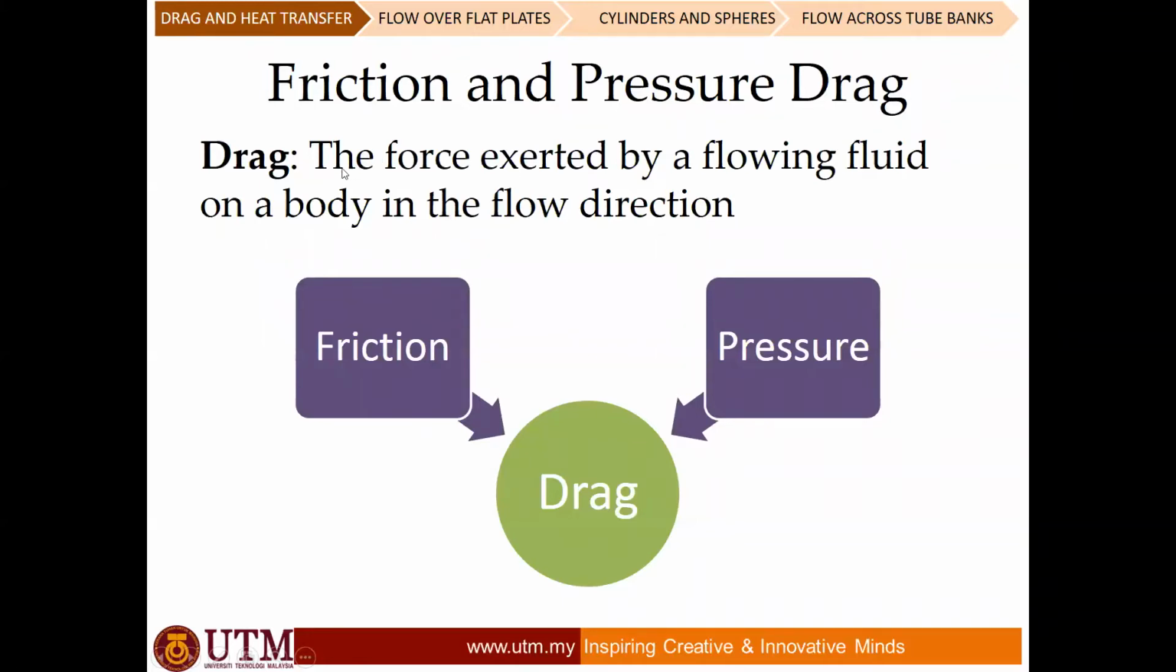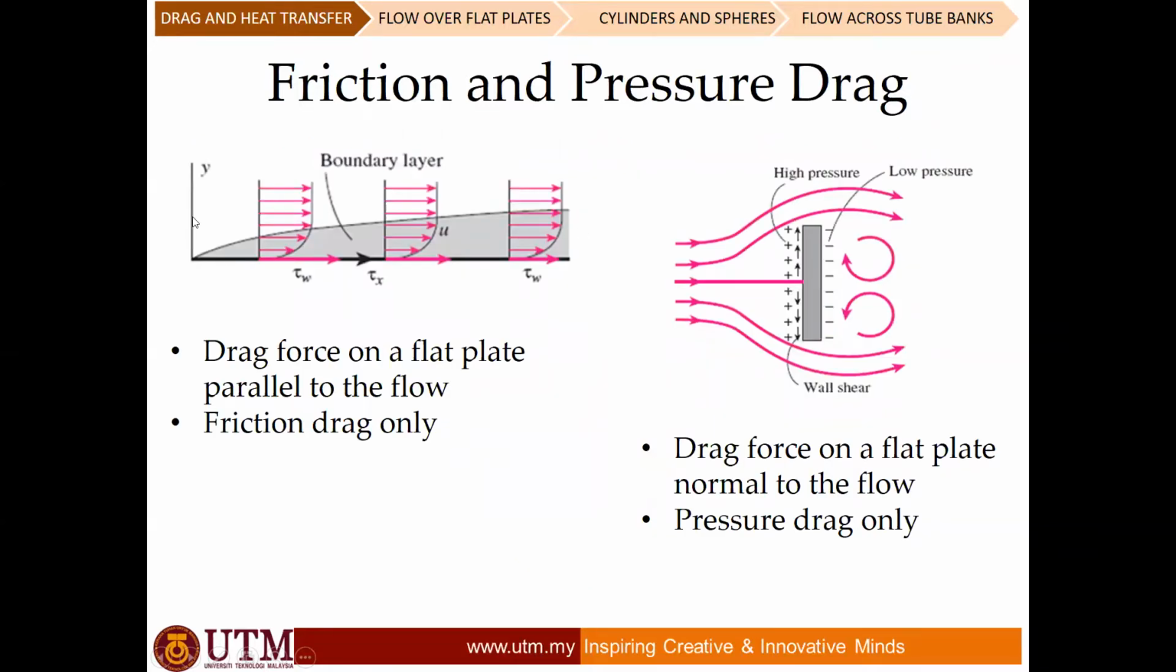So the drag is the force exerted by a flowing fluid on a body in the flow direction, and the drag can be classified into two things. First is pressure drag, and another one is friction drag. So if you have a flat plate, with a liquid or gas flowing on the plate, what the plate experiences is friction drag only. So there is no pressure drag on the surface. So basically friction drag is due to viscosity.